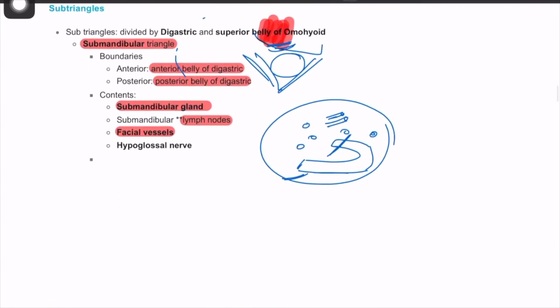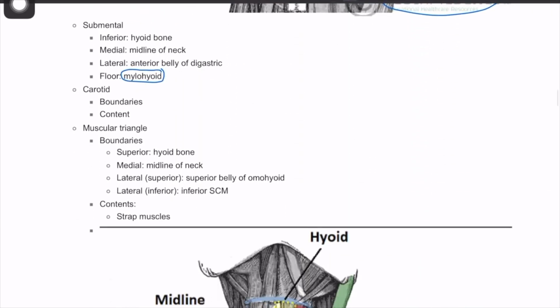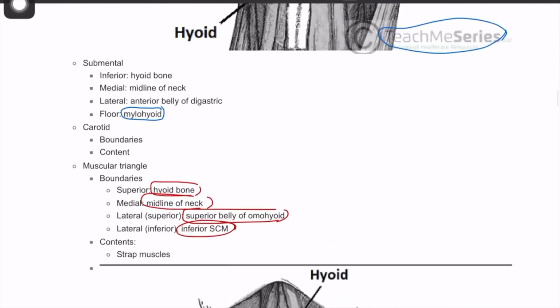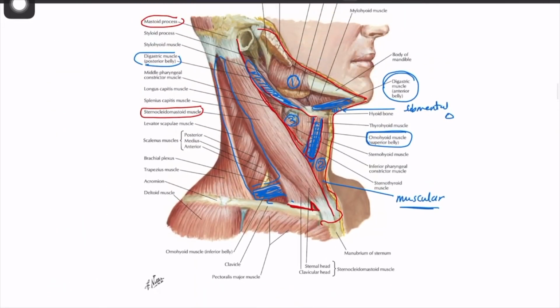Okay. In terms of the last triangle, which is the muscular triangle, remember the boundaries are the hyoid bone superiorly, midline anteriorly, and also lateral on both sides. You have the superior belly of omohyoid muscle, and inferiorly the sternocleidomastoid. If you go back again, that's the muscular triangle. You have this one and this one. So sternocleidomastoid and superior belly of omohyoid and midline anteriorly, and the hyoid bone in this area. It's not actually a triangle. It's sort of coming in the way like that. All right, if that makes sense.